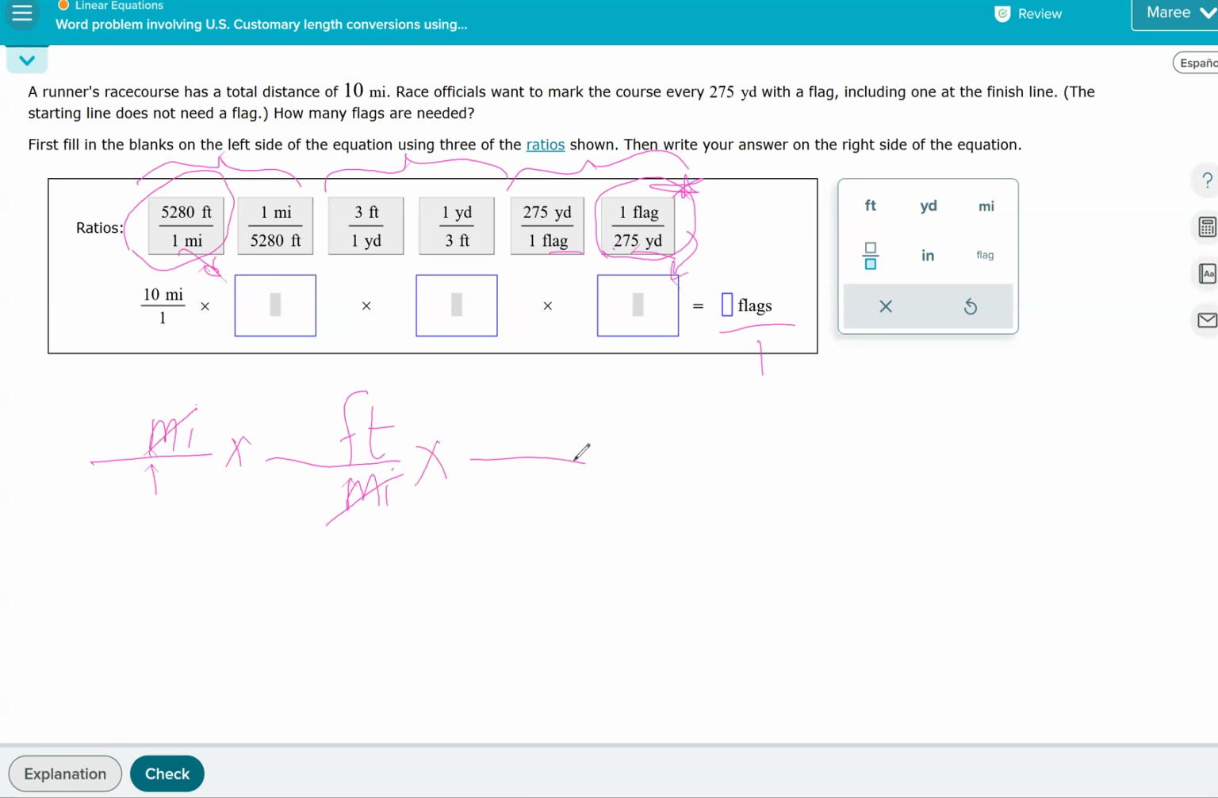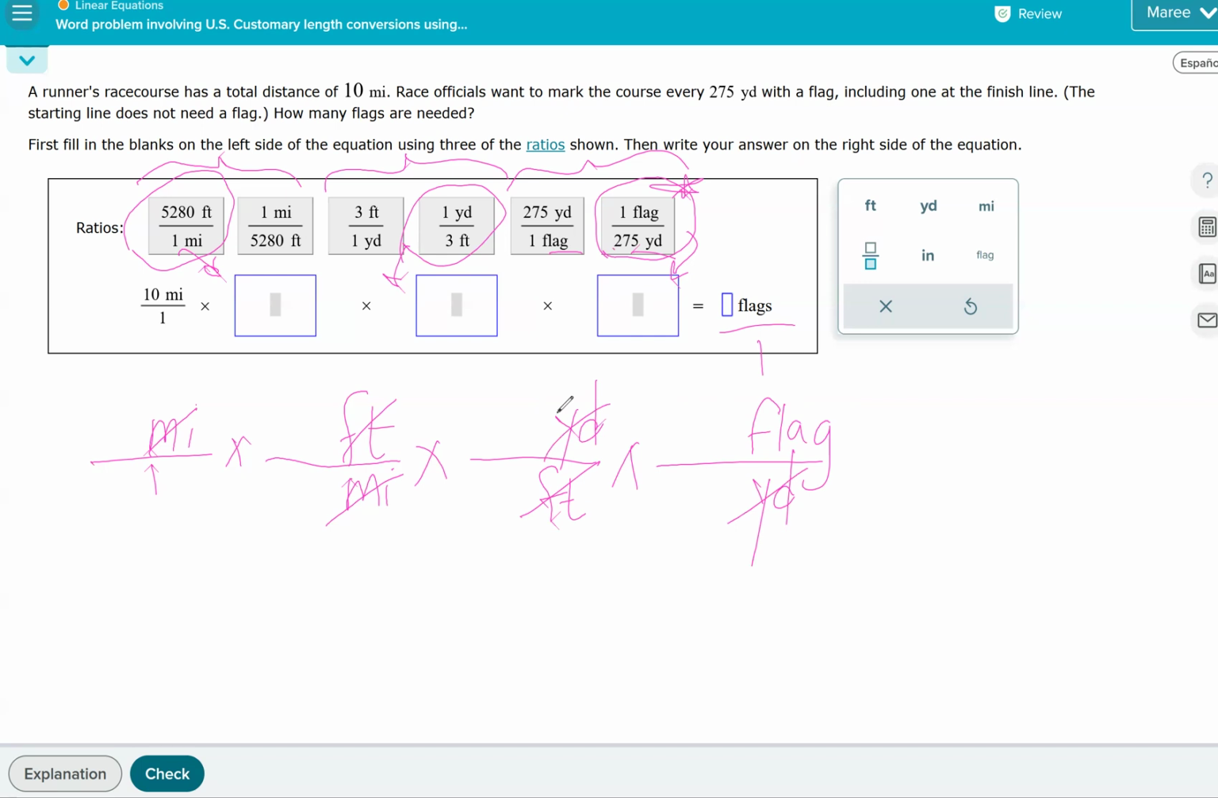Okay, so then we're going to change from feet to yards. So we want to make sure that we can cancel the feet and we want to have yards in the numerator. So when we cancel feet, you'll notice now we just have yards in the numerator. So we're going to want to pick this one for the second one because that has yards in the numerator, feet in the denominator. And then the last one, which we already talked about, we want flags in the end, and we want yards to be able to cancel. So that will be our last one.